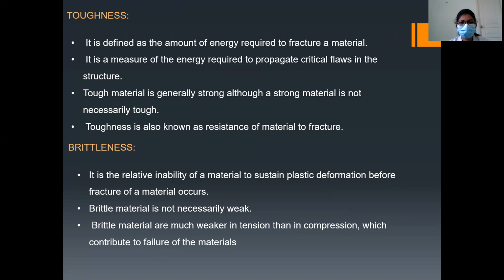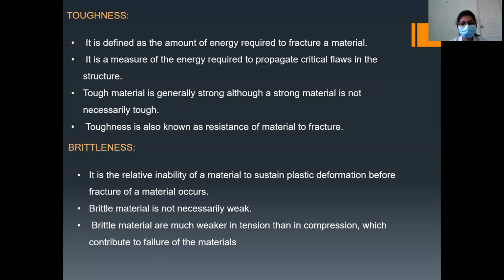Toughness. It is defined as the amount of energy required to fracture a material. It is the measure of energy required to propagate critical flaws in the structure. A tough material is generally strong, although a strong material is not necessarily tough. Toughness is also known as the resistance of material to fracture.